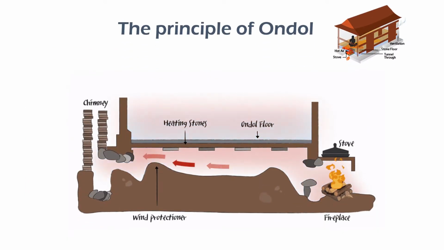And now I brought an image or kind of animation of the Ondol system to help explain this principle. I hope this will help you understand. A fireplace here is placed outside the house, and when a fire is lit, the heat is carried under the house to warm the room.